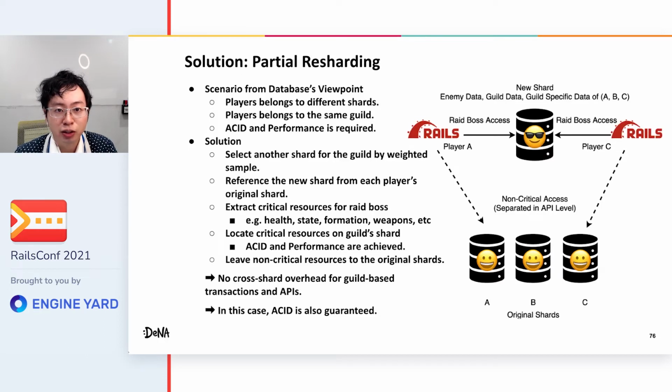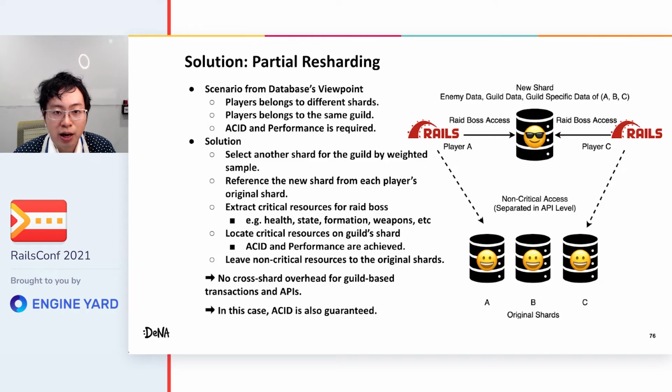First, select another shard for the guild by weighted sampling. You can see the new shard with the sunglasses on the figure on your right-hand side. Then reference the new shard from each player's original shard. At the design phase, we extract critical resources for the raid boss, for example, health, state, formation, weapons, and so on. Then locate the extracted resources on the guild's shard.